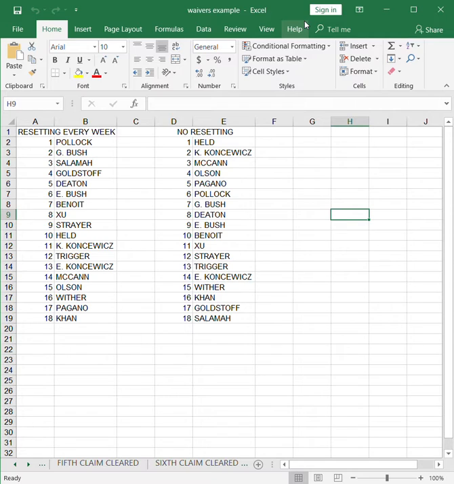I know there's been some confusion about the current waiver system and what was proposed to change, so I'm here to explain it. I'm going to run through an example of how waivers work. If you have any questions, let me know. I'll try and explain them.